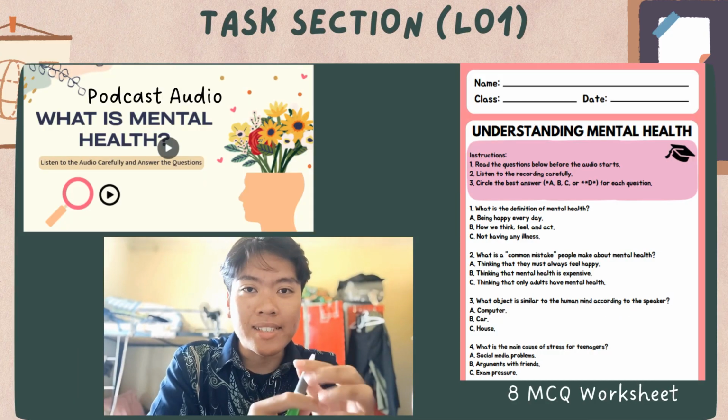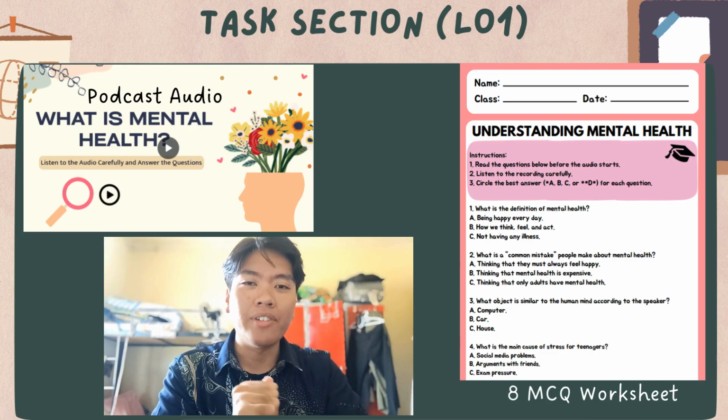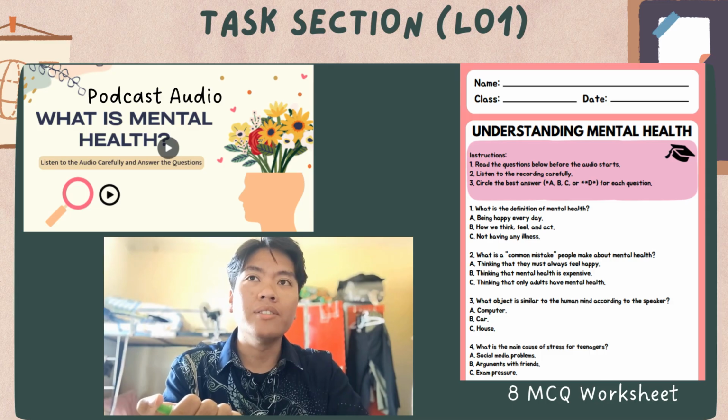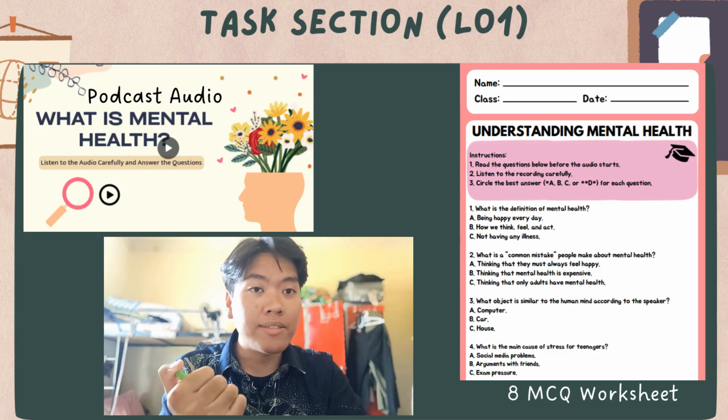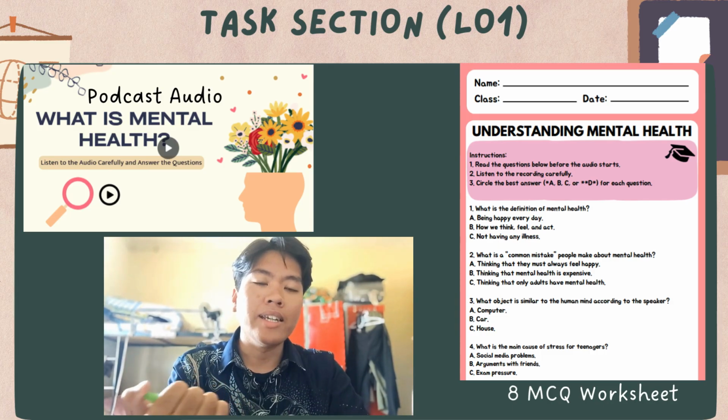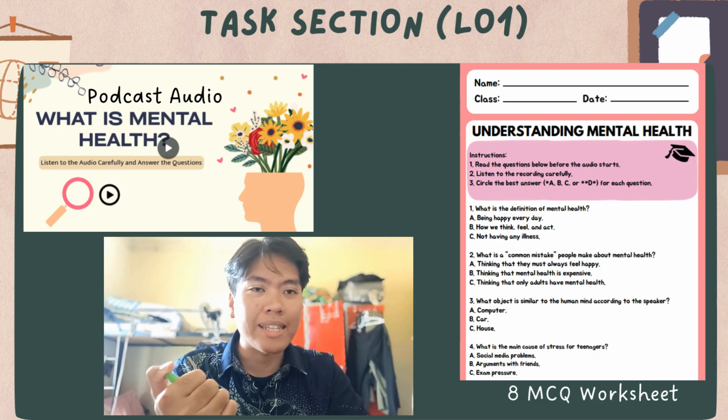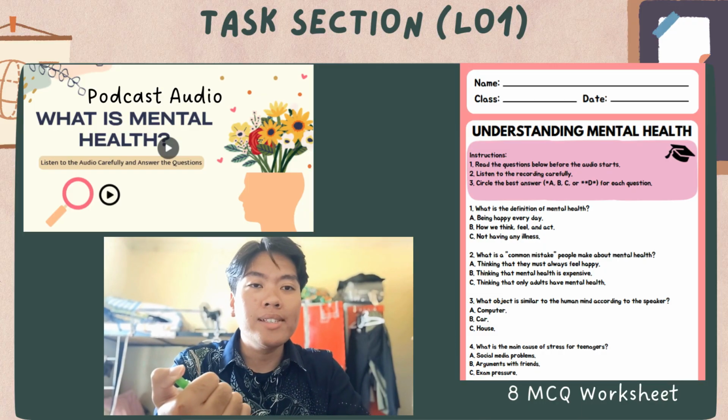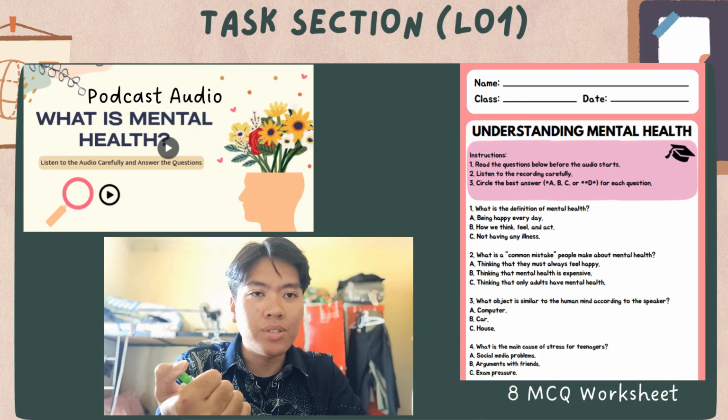Next is the task section for this lesson plan in the lesson development stage, and this involves targeting learning objective 1 that is contained in the lesson plan, which is to identify 5 correct main ideas. This stage involves a podcast audio, which is 1 minute in duration, and 8 multiple choice questions that the students need to answer, and from those 8 questions they need to answer 5 of them correctly.